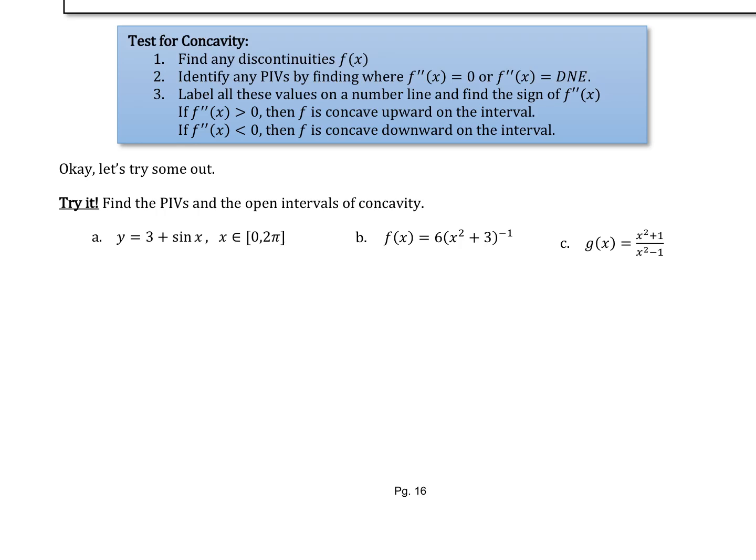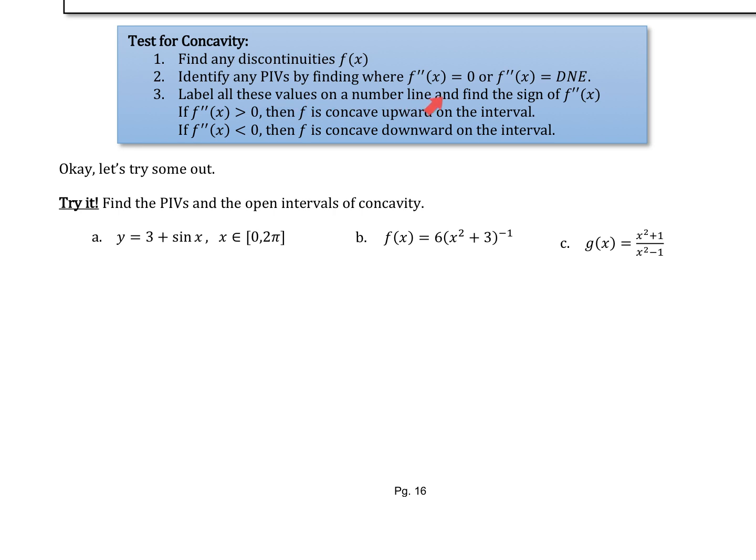Let's look at some examples of how we can find some possible inflection values. So we want to remember here that when we're looking for concavity and inflection values, we want to find any discontinuities first. Then we can look for those possible inflection values where f double prime, the second derivative, is 0, or when the second derivative does not exist. All right?